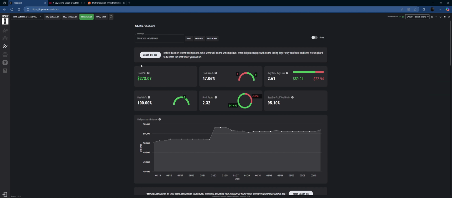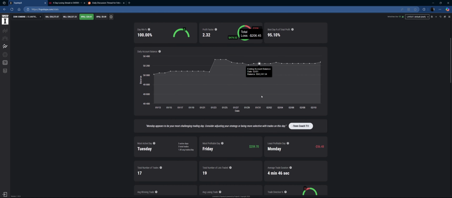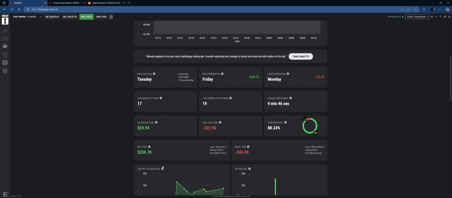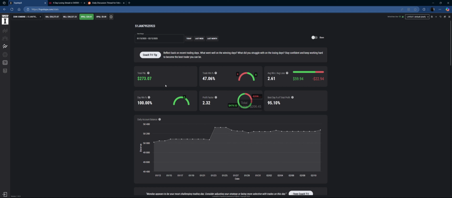Or wait, where is it at? Where is my winning trade? Right here. Wait, no. Okay. So we're up a total of $273, which is not bad, and we have a 47% win rate, which we're still working on because we have so many losing trades because of the mess that we had at the very start.